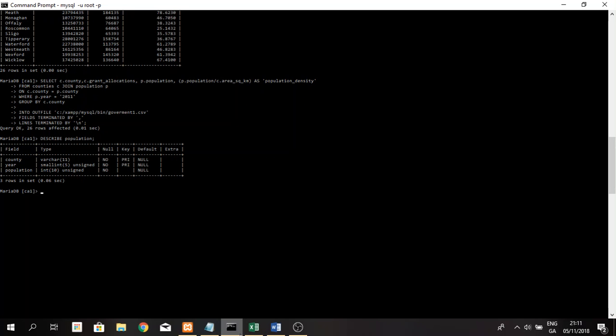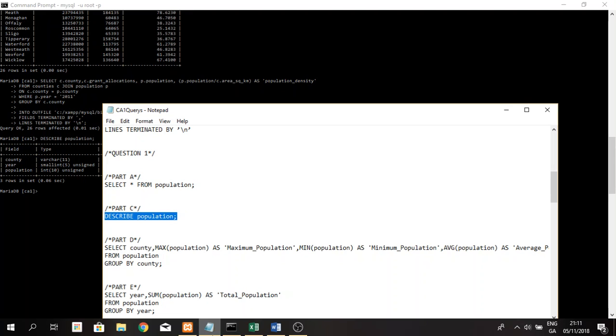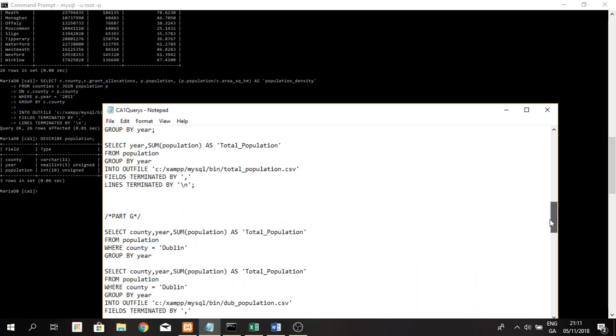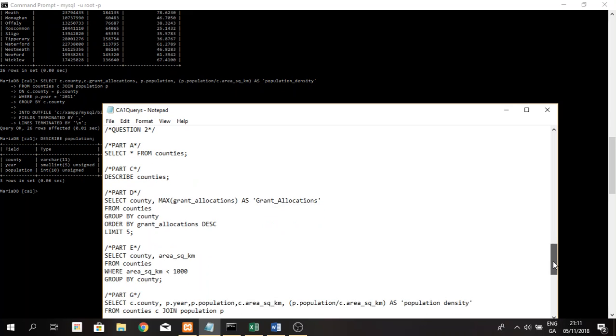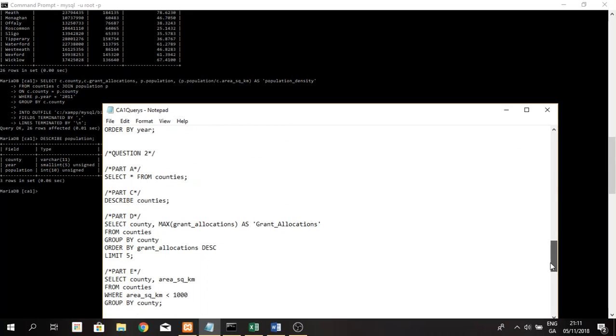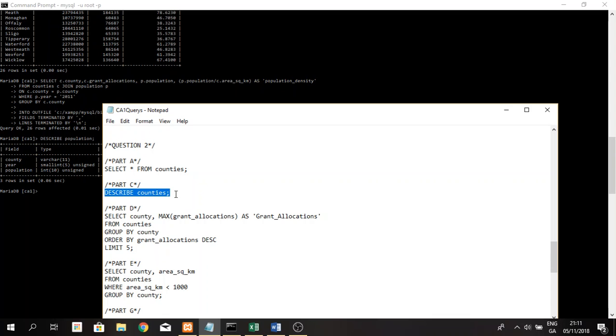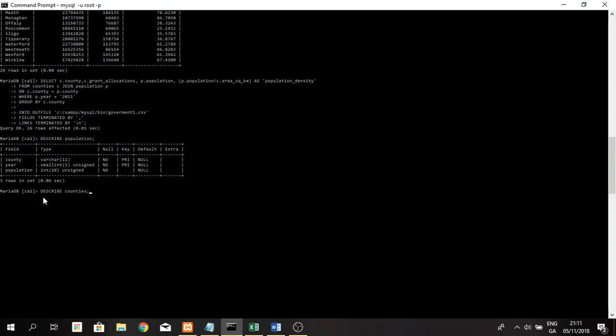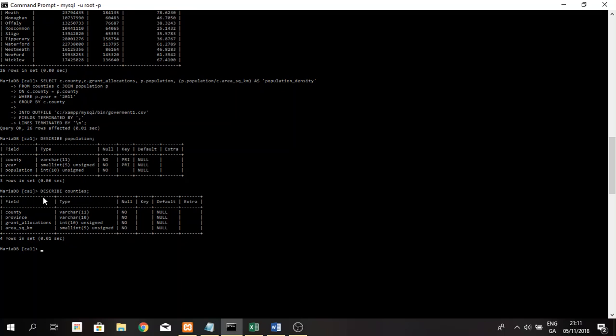It asked us to put data from the question sheet into a new table. So I'll go down that one there. No, it's up here actually, sorry. It's this one here called counties. If I go down to describe counties, which is here, you can see what I've done with how I've input things. County VARCHAR(11), province VARCHAR(10), not null on all of them.